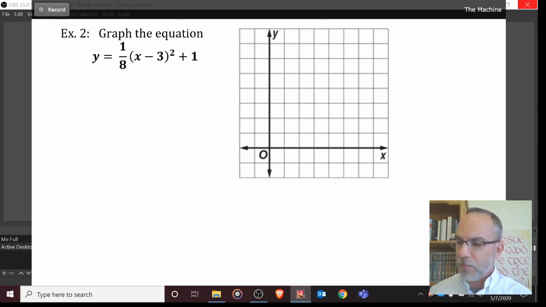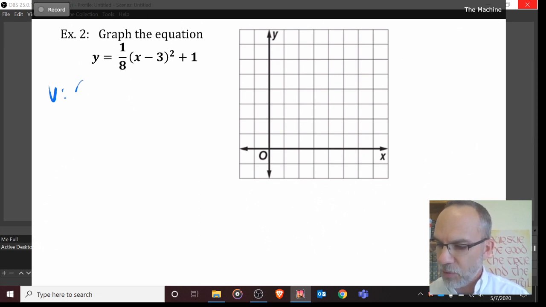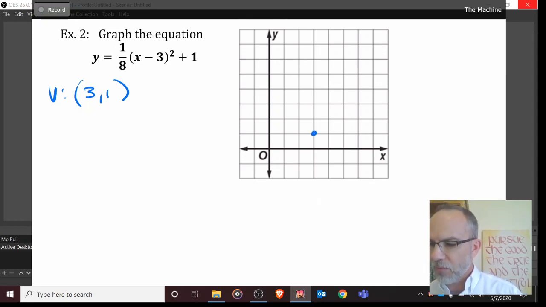Graph the equation. Oh, these are normal. You've done ones like these before. Let me show you a little alternate way we can do it. The first thing we're going to do when we graph is start with the vertex. So the vertex is equal to (3, 1). I'll plot that: 1, 2, 3, up 1. Okay, there's my vertex. Does it open up or down? Well, it opens up because the a value is positive. 1/8 is positive, so it opens up.